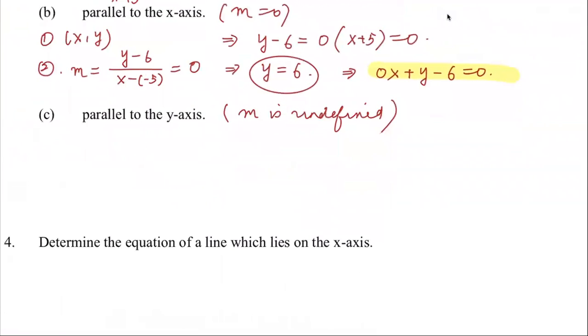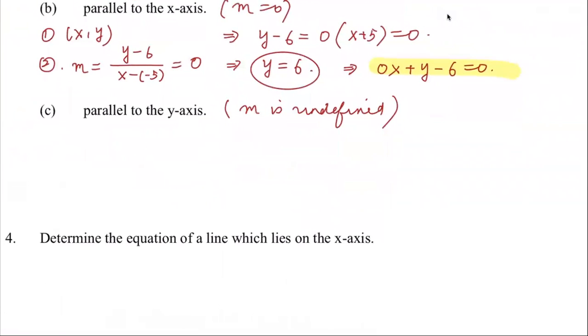Part C, parallel to the y-axis. So now, again, when we see words like this, parallel to the y-axis, that means the straight line is vertical. And we've seen enough questions to know that when a straight line is vertical, that means the slope is undefined.